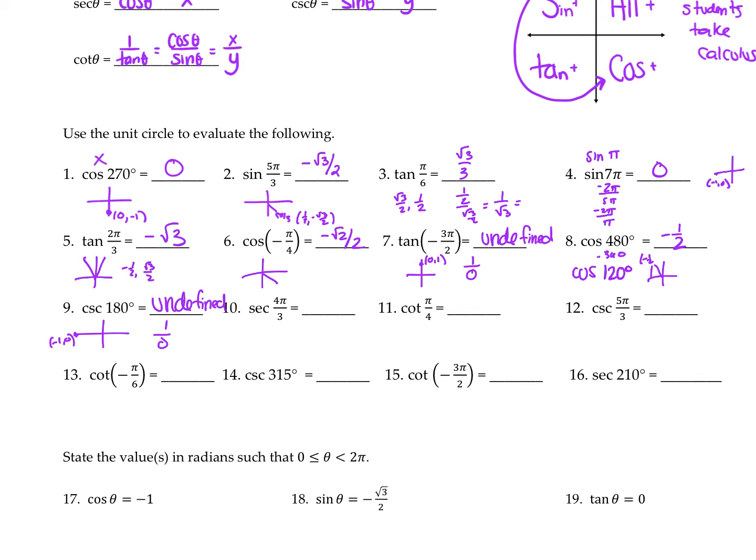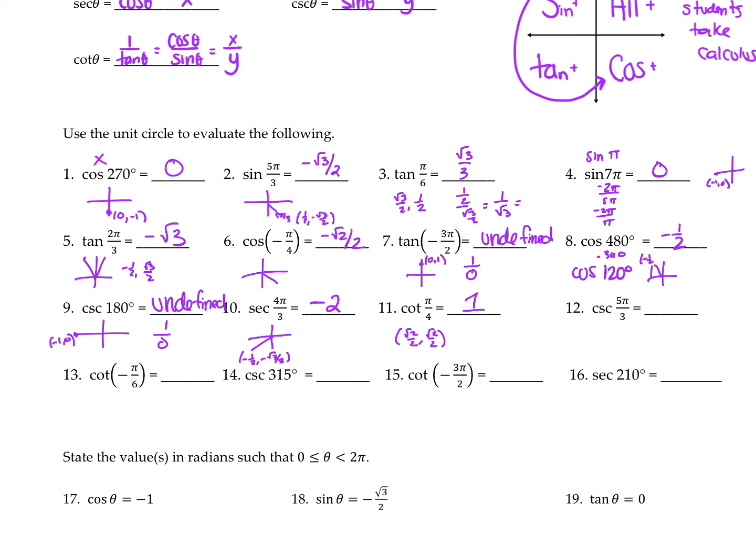Secant, so that's the reciprocal of cosine at 4 pi over 3. So that coordinate would be (-1/2, -√3 over 2), and I'm taking the reciprocal of the cosine, so it would be just -2. Cotangent at pi over 4. Well, at all the pi over 4s, we know our coordinates are (√2 over 2, √2 over 2). So when you divide those by each other, you get 1. Or if it's in quadrant 2 or 4, you get -1.